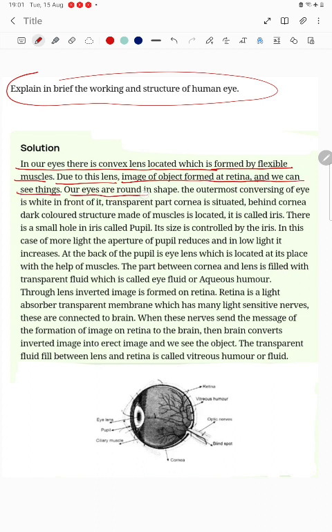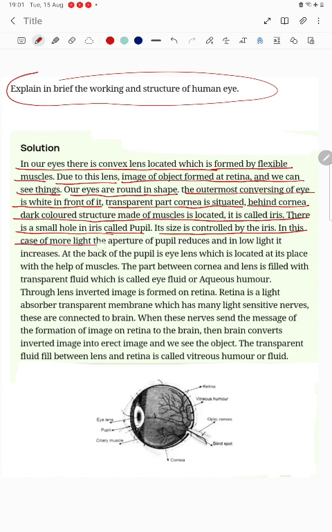Our eyes are round in shape. The outermost covering of the eye is white, and in front of it the transparent part, the cornea, is situated. Behind the cornea, a dark colored structure made of muscle is called the iris. There is a small hole in the iris called the pupil. Its size is controlled by the iris.